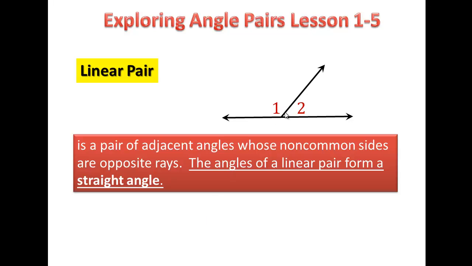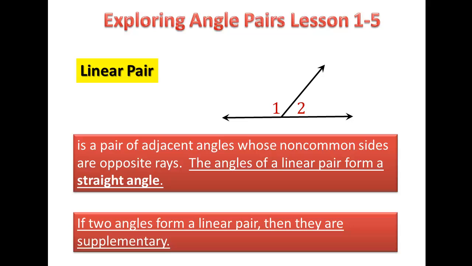So looking at this diagram, this would be the common side. So the non-common sides are these two right here, and of course from this point of intersection they form opposite rays. Well, the angles of a linear pair form a straight angle, and we know that if they form a linear pair, then they are supplementary. So every time we have a linear pair, it is going to add up to 180 degrees.